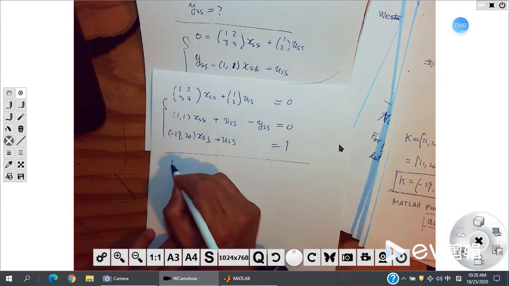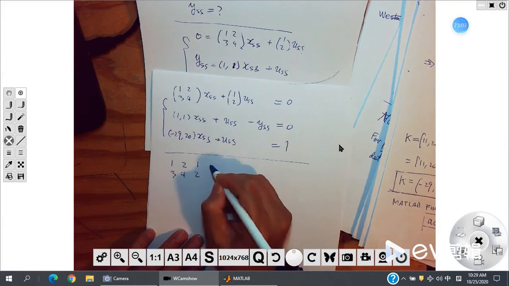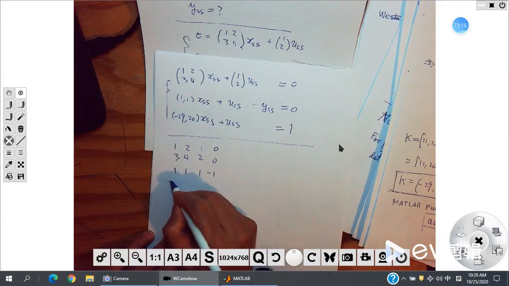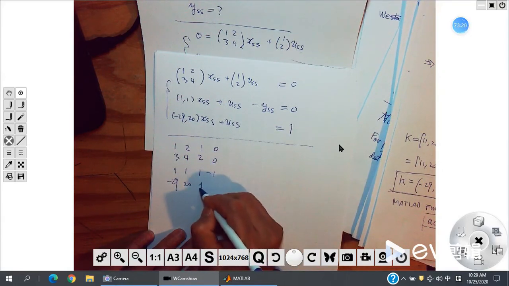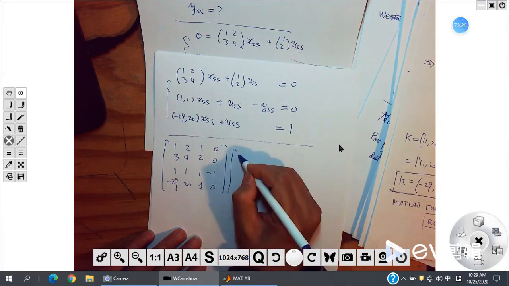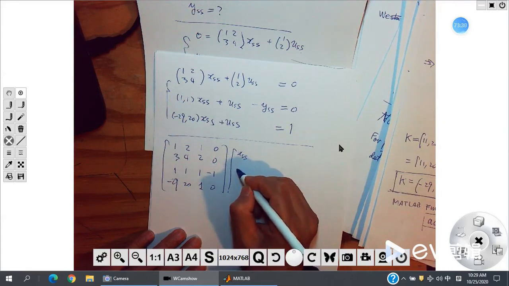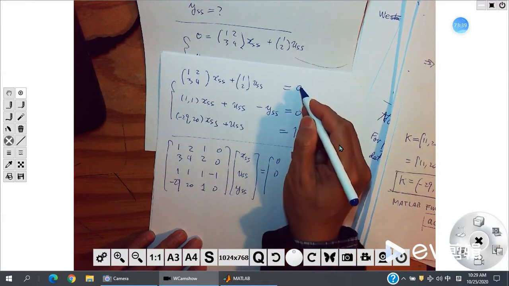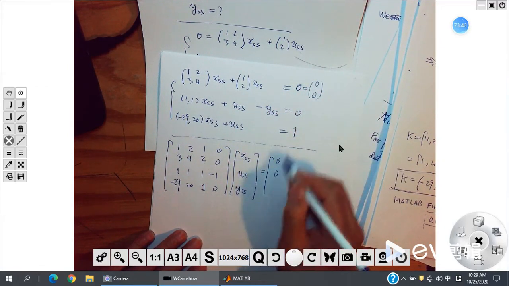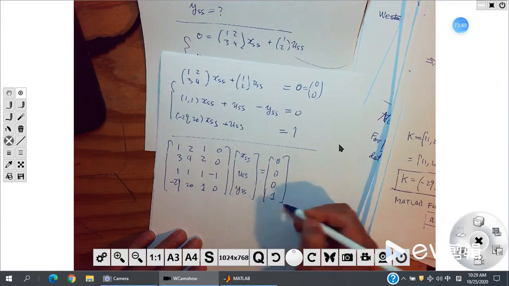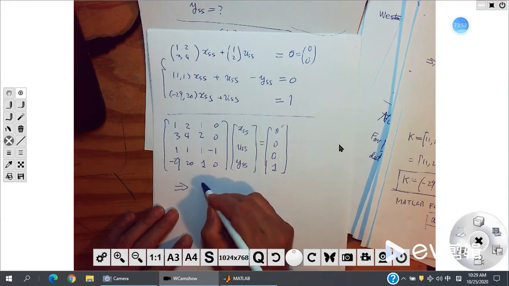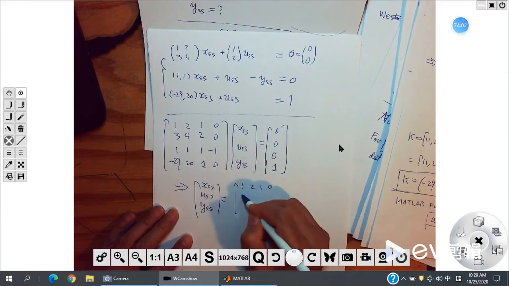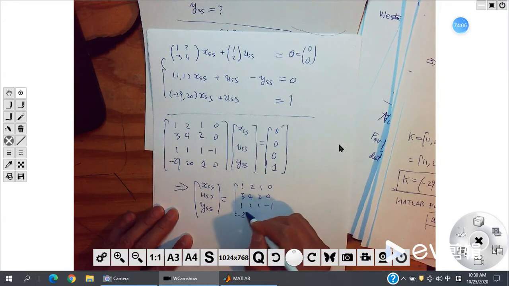So in matrix form there will be [1, 2; 3, 4], the u column [1; 2] with no y, then [1, 1], 1, and negative 1, and then negative 29 and positive 20, where u has coefficient 1 and no y. This times x steady state, u steady state, and y steady state equals 0, 0. This 0 is actually two zeros, size 2, then a third 0, and the last one is 1. So x steady state, u steady state, y steady state equal the inverse of this matrix.